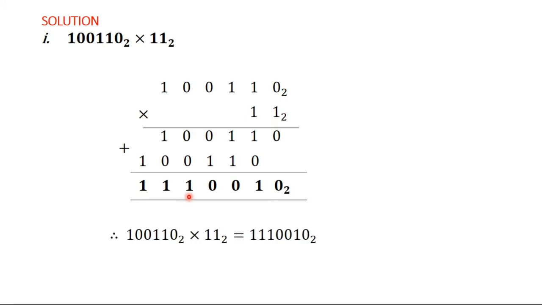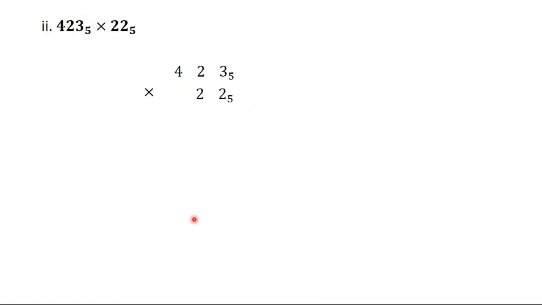Let's pick the next example. So we can say that if you have 100,110 base 2 times 11 base 2, you are going to have 1110010 base 2. The next example is 423 base 5 times 22 base 5. So we arrange them such that we can multiply. So we begin. 2 times 3 will give us 6.